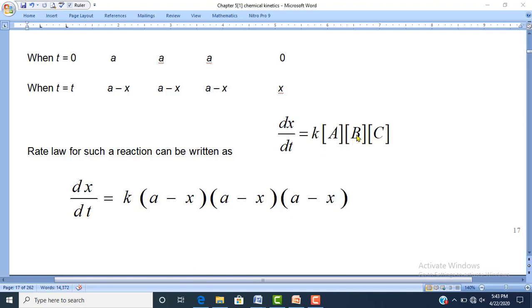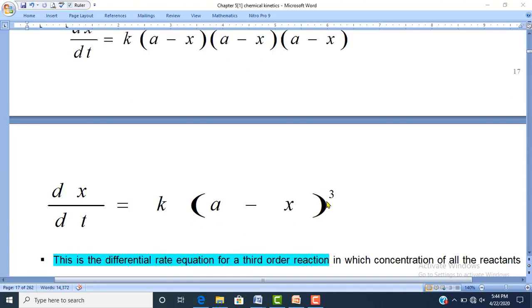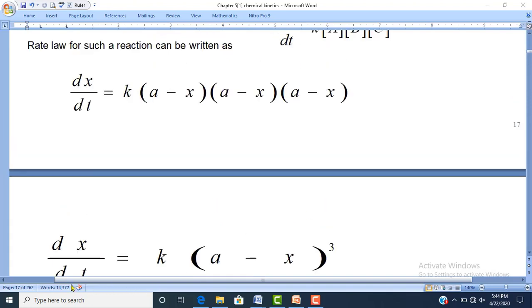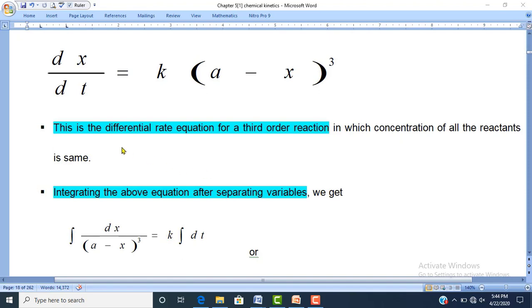So we can write this equation as dx over dt is equal to K into (a minus x) into (a minus x) into (a minus x). When we simplify this equation, we get dx over dt is equal to the rate constant K into (a minus x) cube. Cube, because here the reactants are 3. This is the differential rate equation for a third order reaction.